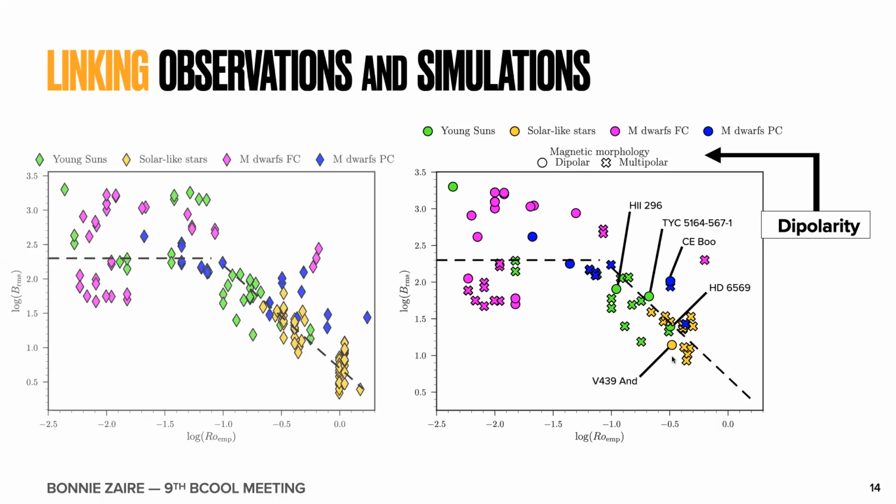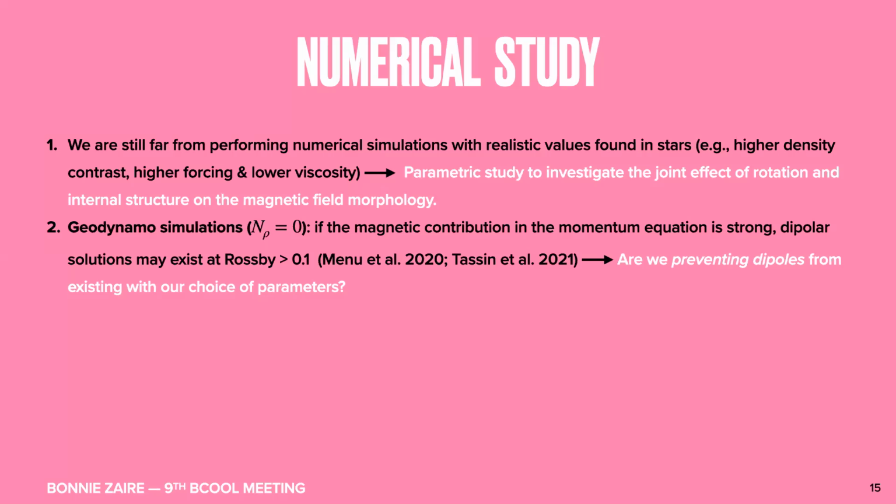So we are not sure what controls this magnetic morphology. Is that rotation? Is that internal structure? How is all that linked? So we wanted to investigate this with a numerical study. And the first thing we need to acknowledge is that we are still far from performing numerical simulations with realistic values found in stars. So for instance, stars have higher density contrast, higher forcing or vigor of convection, and also they tend to have a much lower viscosity than what we simulate.